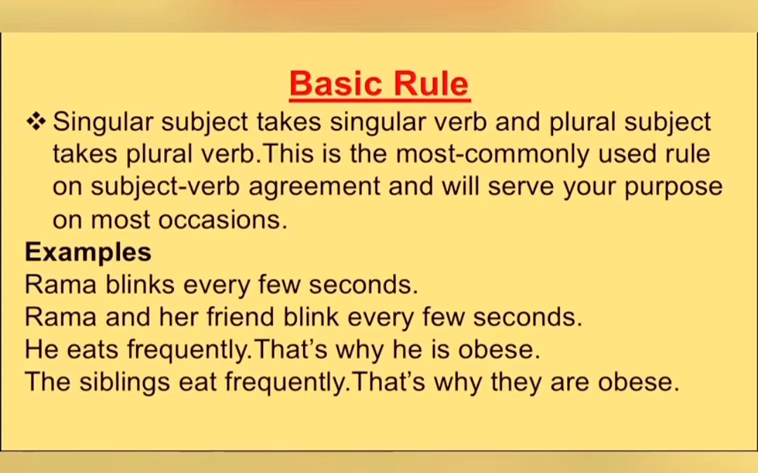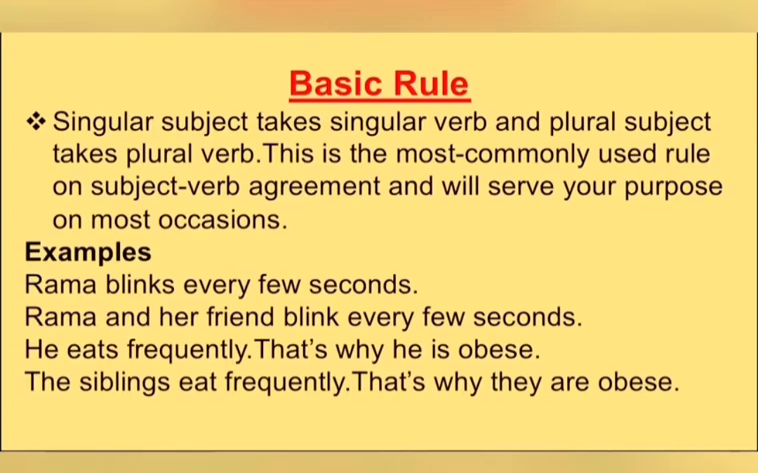First is here: Rama blinks every few seconds. In this sentence, Rama is a singular subject followed by a singular verb, blinks. In the next sentence, Rama and her friend blink every few seconds. So, in this sentence we can see our subject is plural in number. So, it is followed by a plural verb, blink.